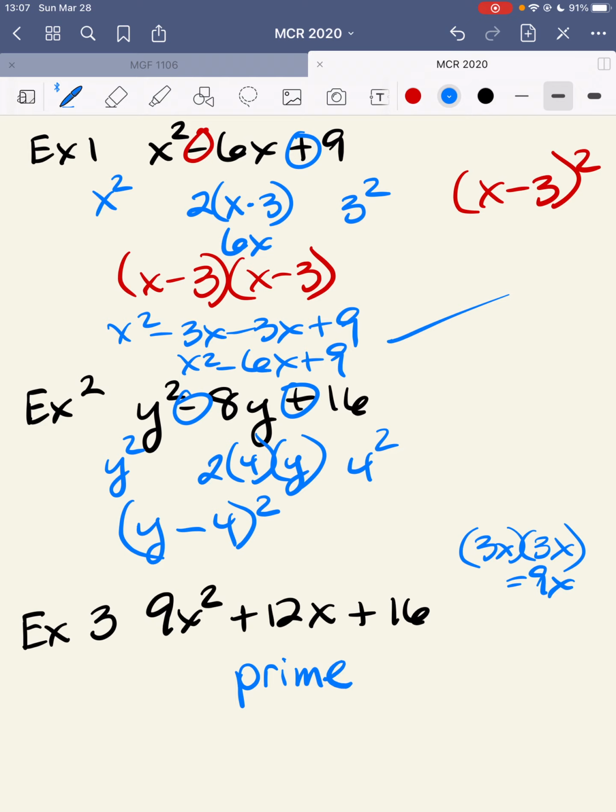because the middle did not work out. So remember, if your middle's not 2 times whatever's going on here, if it's too big, this might not factor. Right, so in this case, example 3 is prime. This one does not factor, at least not as a perfect square trinomial, or as anything else for that matter.